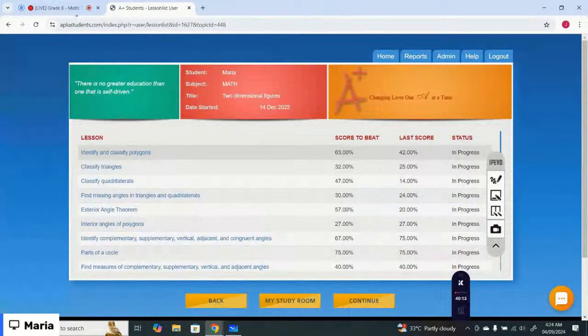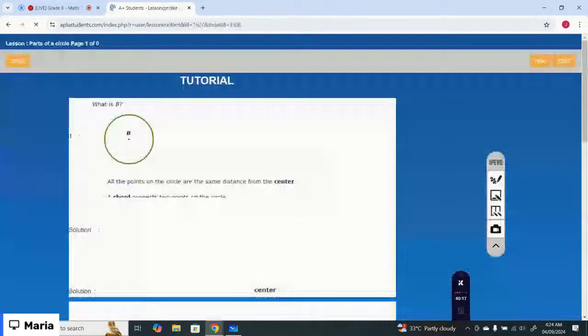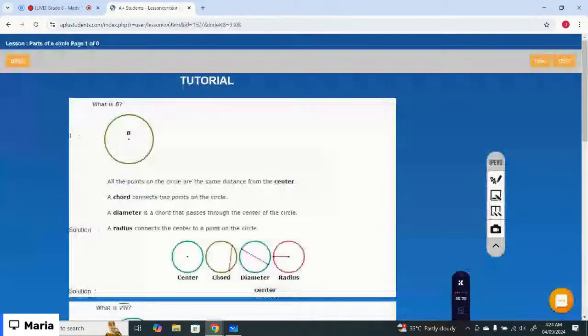The next lesson is parts of a circle. So let's just start with the next lesson. Okay, so what is B?